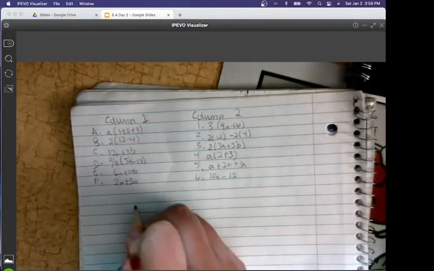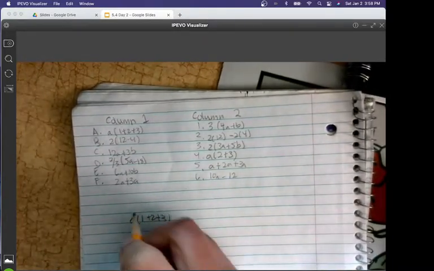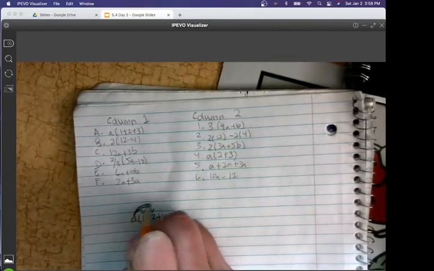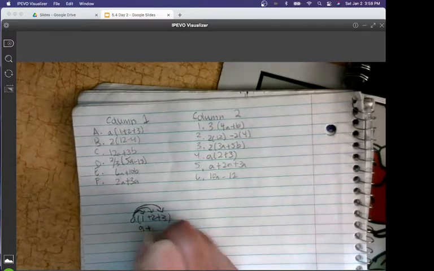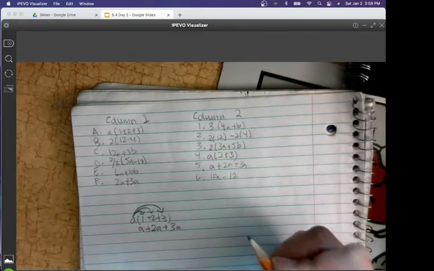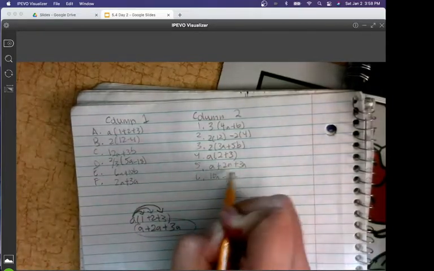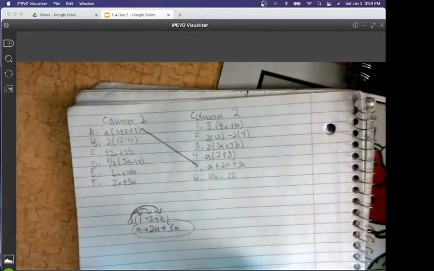So we have A times 1 plus 2 plus 3. We want to use the distributive property. A times 1 is A, plus 2A. 3 times A, plus 3A. And look, this happens to be right here. So I know that these two are connected.